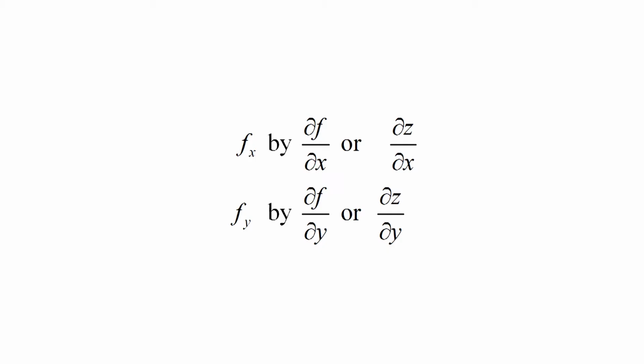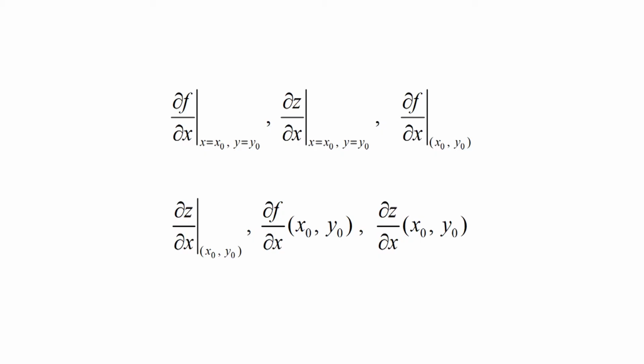Notations to denote partial derivatives. If z is equal to f(x,y), then the partial derivative function f_x is also denoted by the symbols ∂f/∂x or ∂z/∂x. Similarly, the partial derivative function f_y is also denoted by the symbols ∂f/∂y or ∂z/∂y.